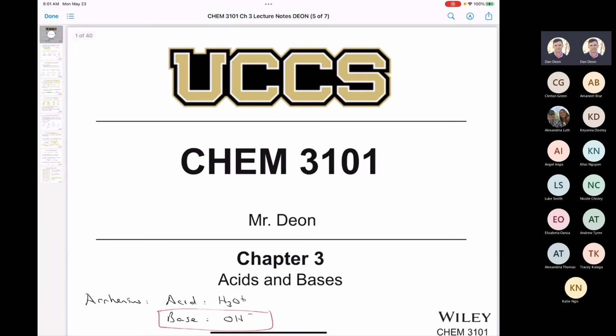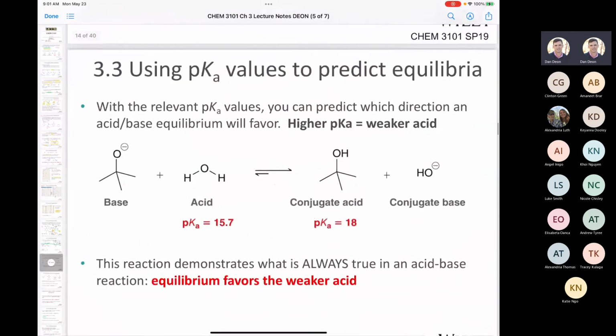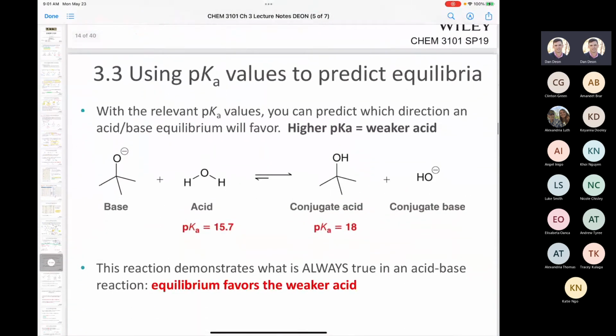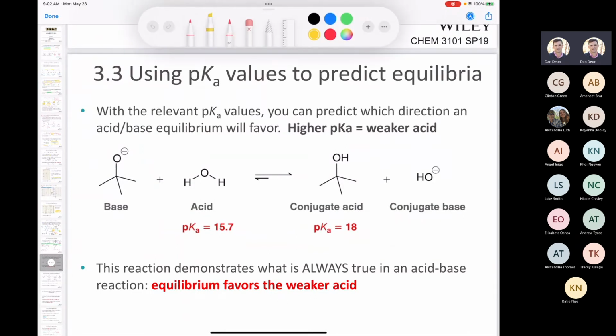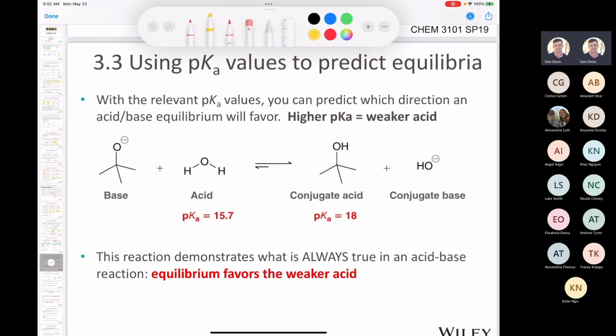Let's go back to the lecture slides here just for a sec. And let's try a problem here. Or sorry, let's move on to a new concept rather. It says using pKa values to predict equilibrium. This is another one of those bombs I'm going to drop on you that you've got to memorize. Okay, we already saw pKa values. So we looked at low pKa means a strong acid, high pKa means a weak acid.